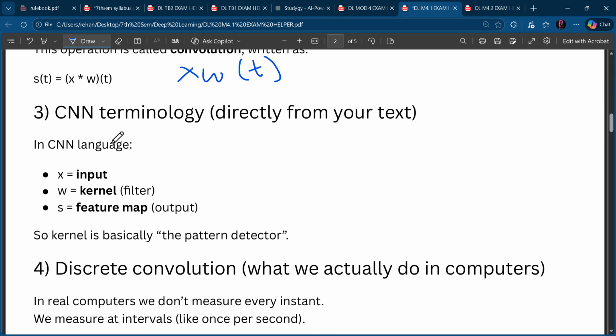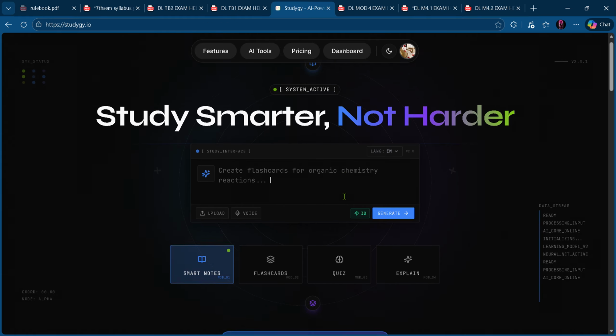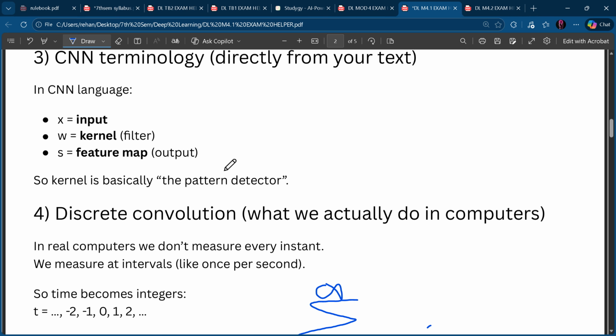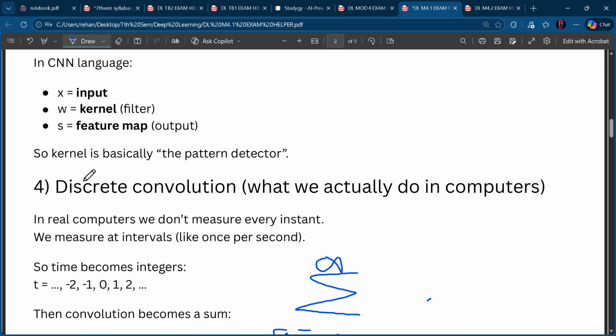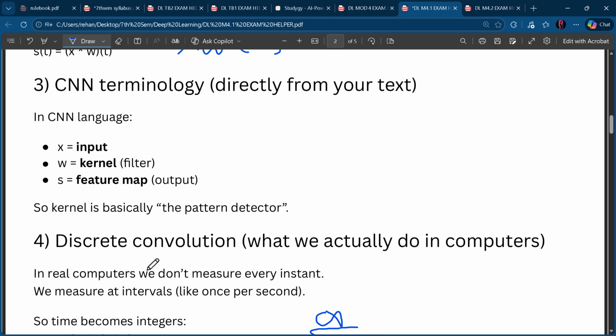CNN terminology: you can ignore this part because it is from the textbook which I extracted and gave to the AI, which helped me process the text and generate the notes we are studying from. So x is the input, w is the kernel or filter, and s is the feature map output. The kernel is basically the pattern detector, based on the input and the weights, judging where the spaceship is moving and its next location.